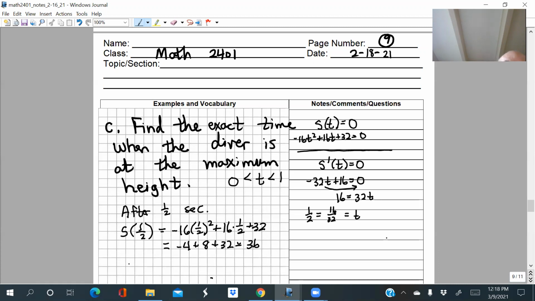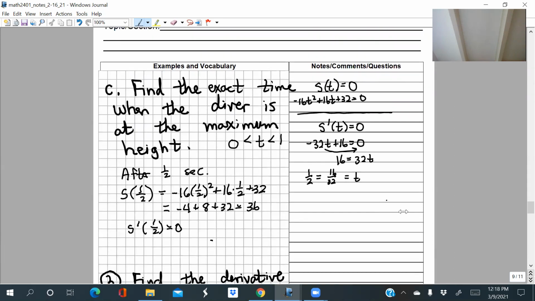Again, don't take the 1/2 and plug it back into the rate of change formula because you're going to get 0. Remember, we found that 1/2 was the solution to this equation, so if you calculate s prime of 1/2, you're going to get 0. You want to take the 1/2 and plug it back into the original height formula if you're looking for a height.